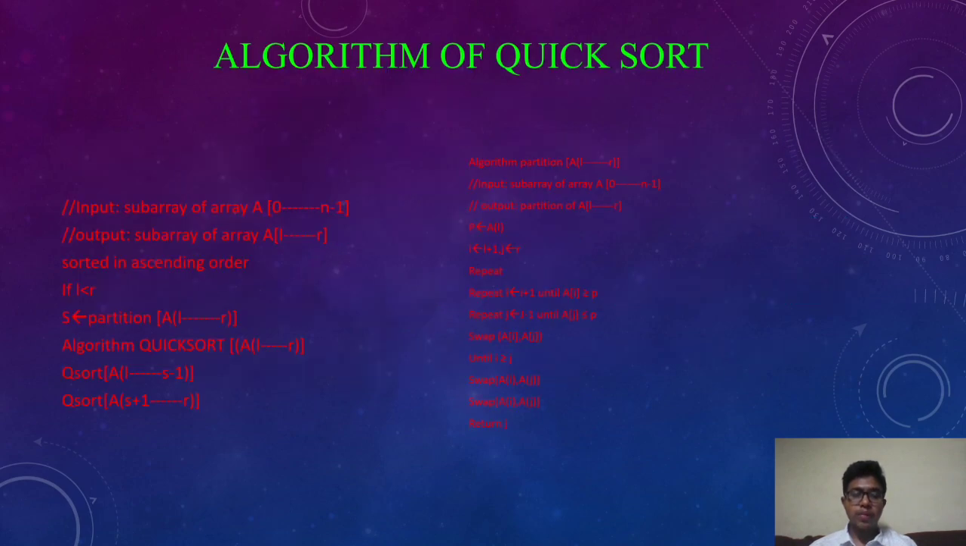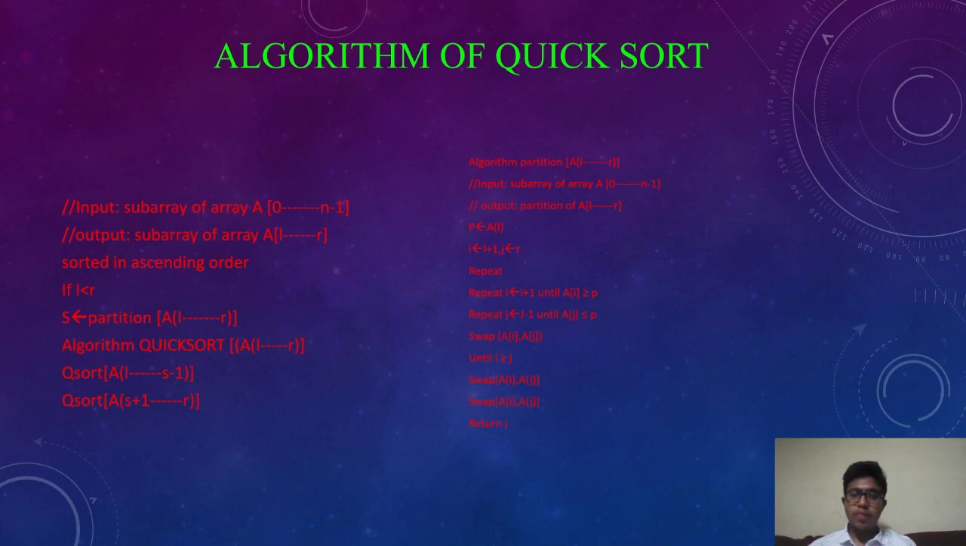Algorithm of Quicksort. In the input, the subarray of the array is from 0 to n minus 1. The output should be the array sorted in ascending order. If the first element is less than the last element, call the partition function and then the Quicksort algorithm on the subarrays.